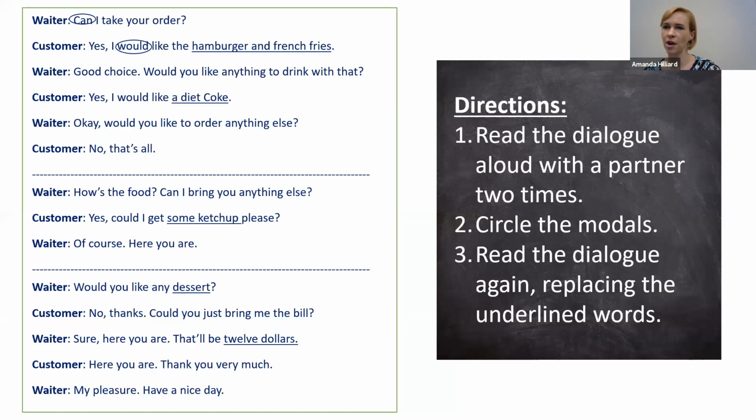After that, to focus on some grammar, I might have them circle the modals, discuss why we might use can or would or could in these situations. And then I might have them read the dialogue again, replacing the underlined words so they could order, instead of hamburger and french fries, maybe they order a pizza, so that they're starting to get used to changing up the dialogue. That's going to really help them to do the dialogue in the second phase. Okay, let's move on to phase 2.